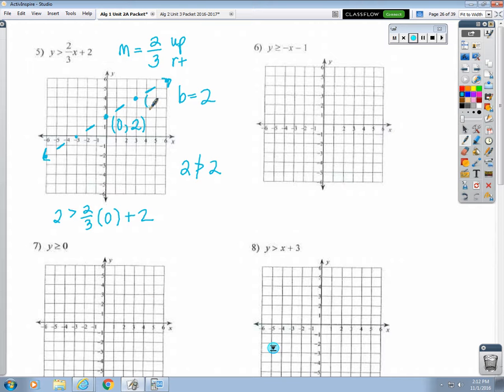What are the coordinates of this point? 3, 4. 3 is the x value of the point, 4 is the y value. So down here, I'm just going to quickly replace the x and the y with our new test point. What goes in the y place? 4. And what goes in the x place? 3. Type in 2/3 times 3 plus 2 and see what you get. Okay, you get 4.